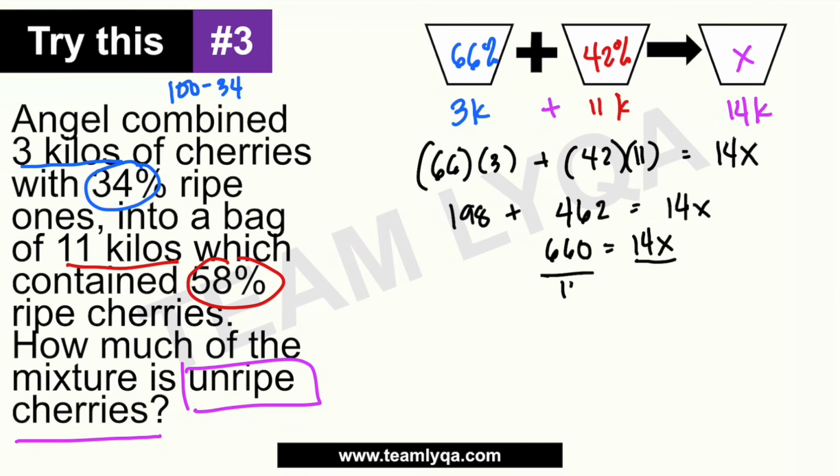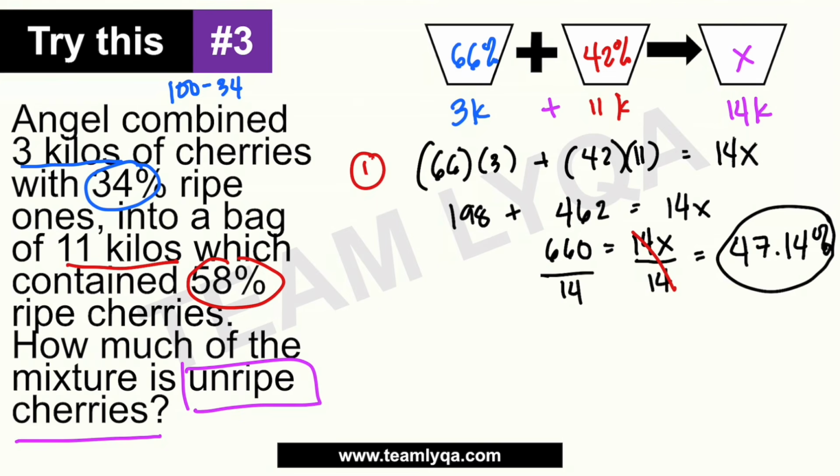Divide natin both sides sa 14. Okay? So, this will be cancelled. Okay? 660 divided by 14 is going to give us 47. Yan. Lalabas dito ay 47.14%. Okay? So, again, that is the first way of solving it. Okay? Kinuha natin direkta yung percentage na yung difference ng ripe sa unripe dun sa mga given.